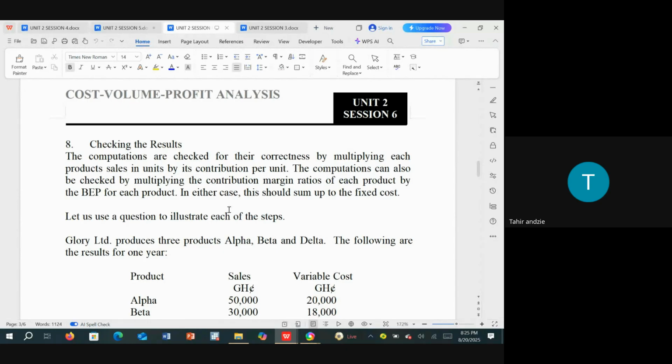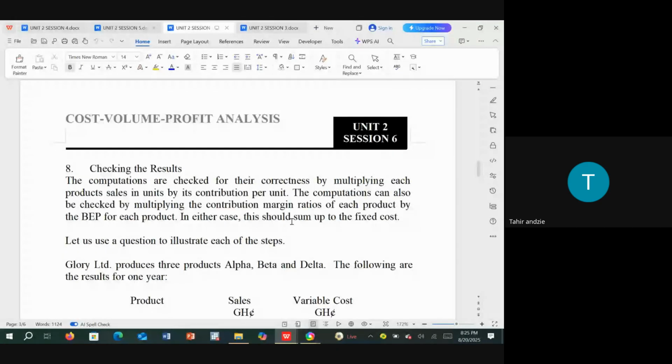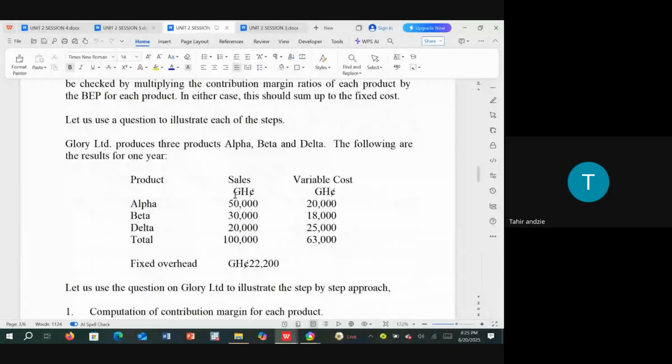So that is it. Now let us use a question to illustrate each of the steps. So in the examination question, you may just want to use a table, but this is an illustration for you. At the end of the day, I will tell you how you can use the table to just get steps 1 to 4. All right.